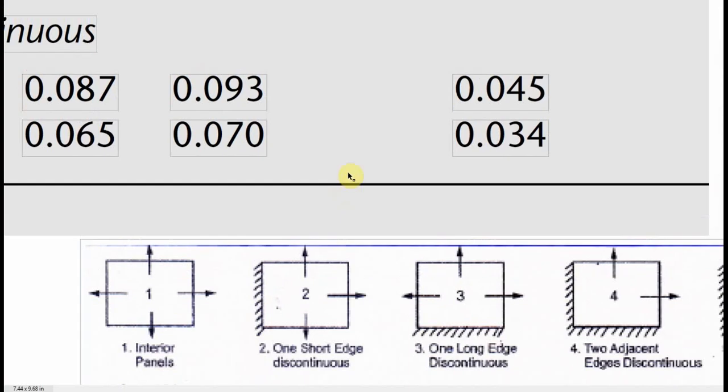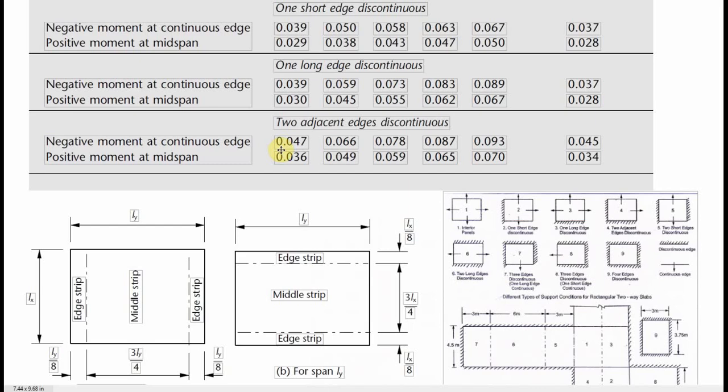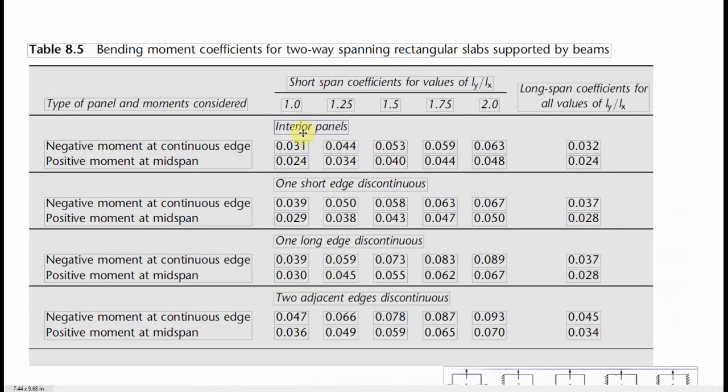Now that one will help us to have understanding of what we mean by interior panel, one short edge discontinuous, one long edge discontinuous. So depending on what we have as our Ly over Ls, that one will help us to know what we will take among all these values. When it is 1.0, we select this one based on the restraint condition.